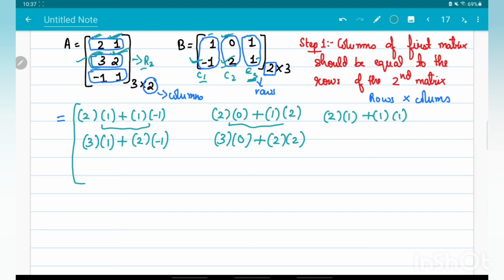Now I'm going to multiply the second row with the third column of matrix P. So this first element, that is 3, will be multiplied with the first element of this column, that is 1. The second element 2 will be multiplied with the second element of this column, that is 1, and in between a plus symbol will be there.